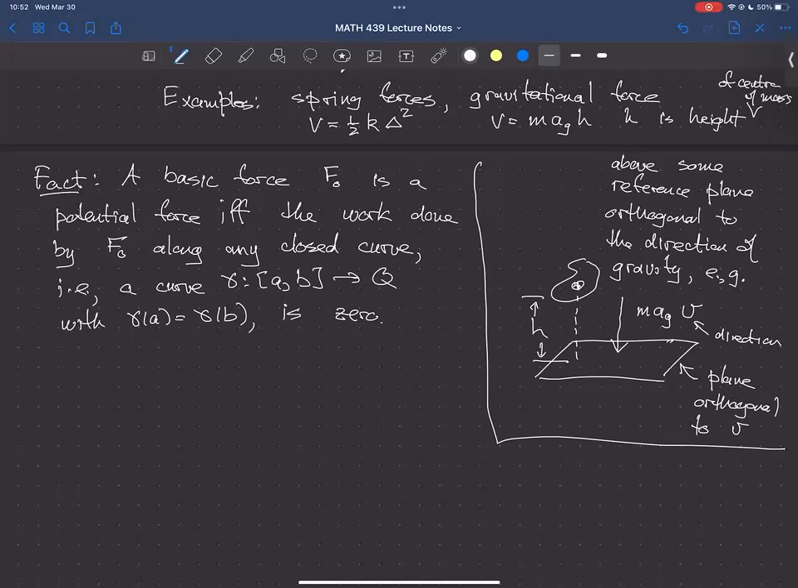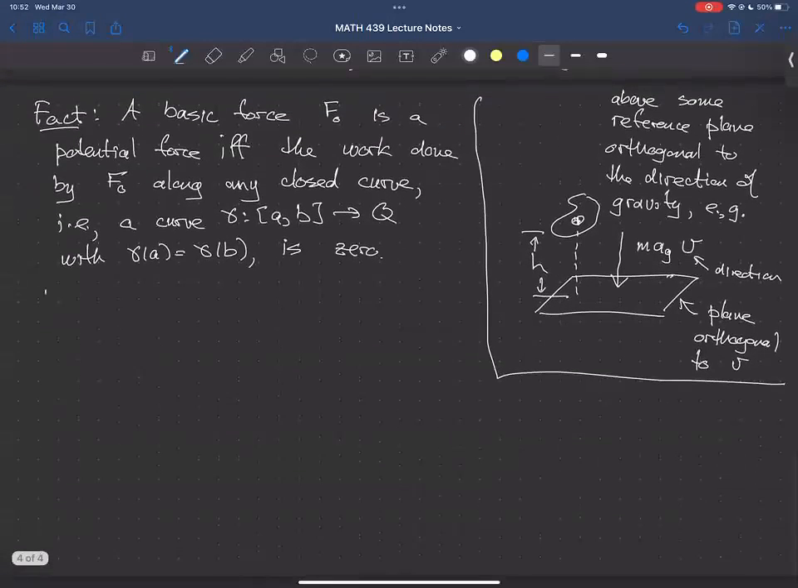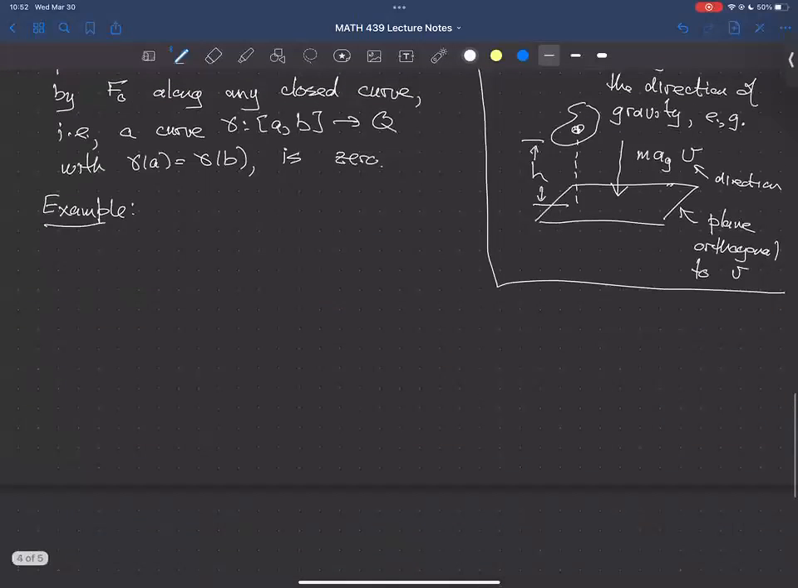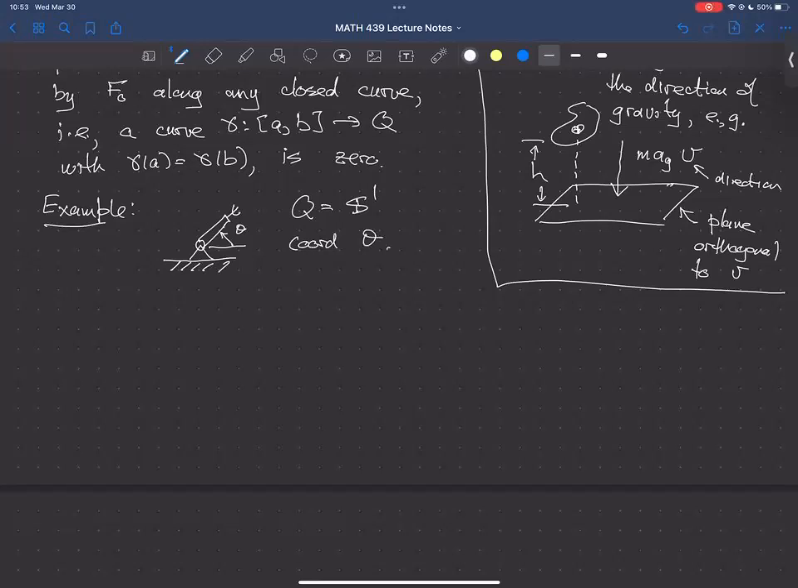But let's look at that in a mechanical context. So an example. I'm going to take our stupid robot example and consider a stupid version of it, just a robot with a single link, for simplicity. We do the modeling for this, and we determine that there's an angle theta, which is a coordinate. So Q is of course S1, which we talked about on the very first day, and it has a coordinate theta.